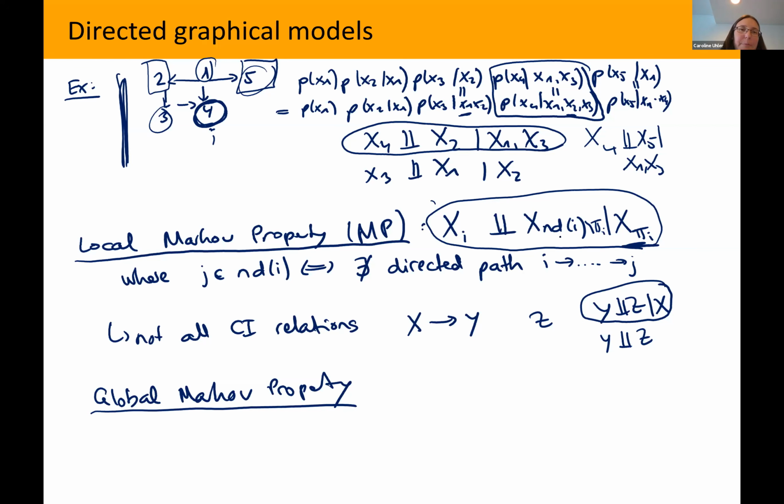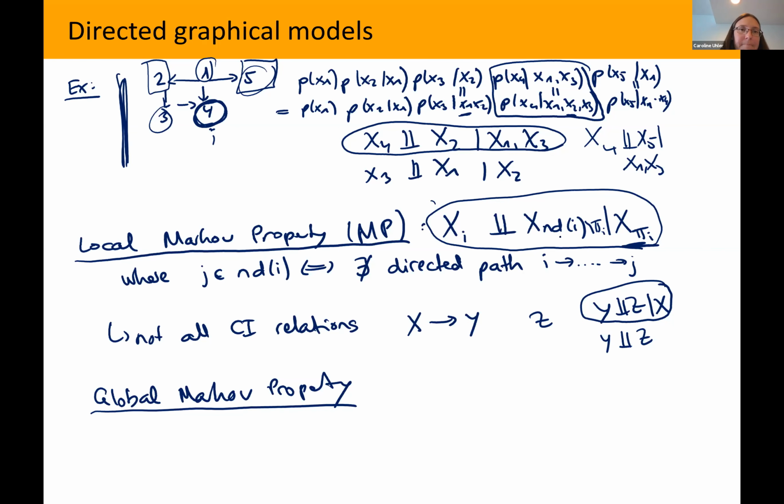By non-descendants, yeah, I usually mean without the parents, but let's take them out. So it's the non-descendants without the parents. Perfect. Okay, thank you. Does it make more sense? Yes, thanks. Perfect. Okay, thank you for asking. That's perfect.